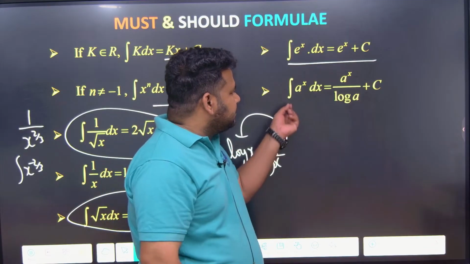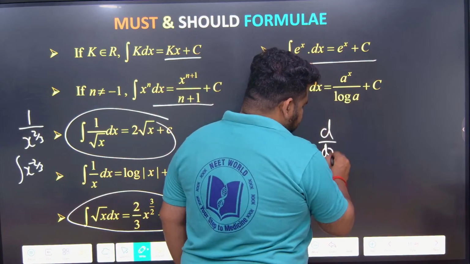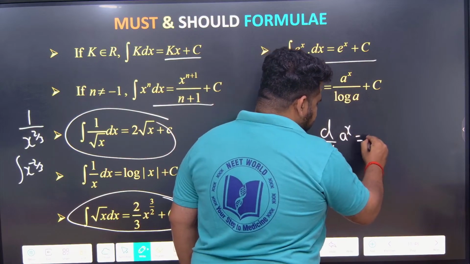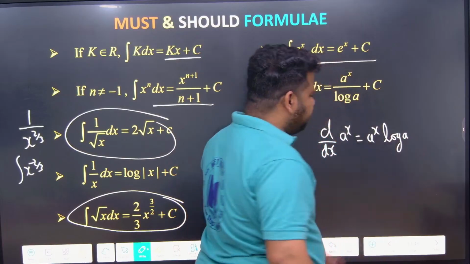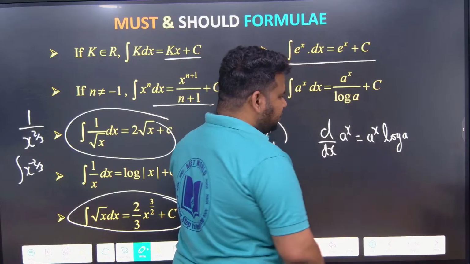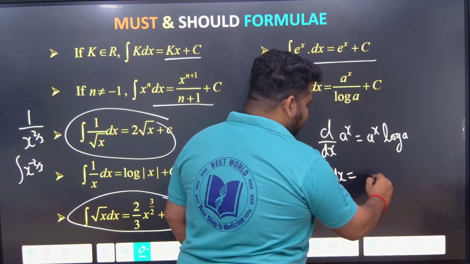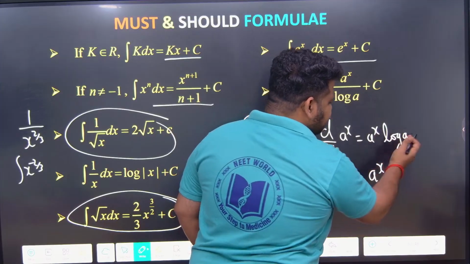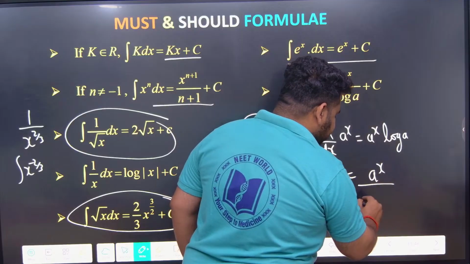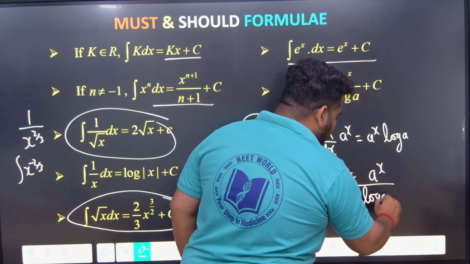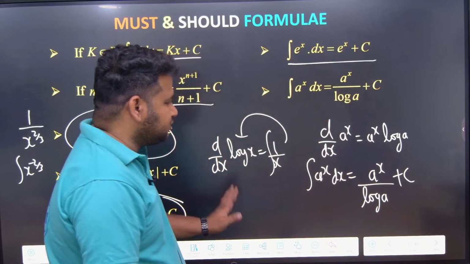Now, see here, integral of a power x. We know that d by dx, differentiation of a power x is what? A power x log a. But when it comes to integration, what will happen? Integral of a power x dx is what? You will write a power x as it is. Instead of writing next to it, I told you in integration it will become the denominator, whatever the constants are there. This will become a power x by log a plus c. This is how we will do it, friends.